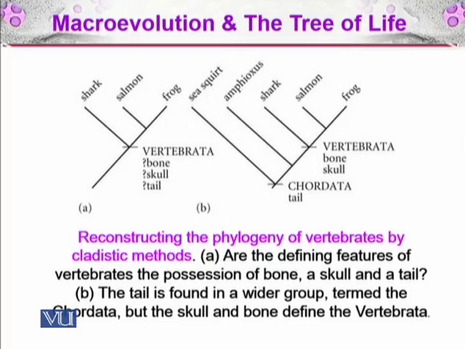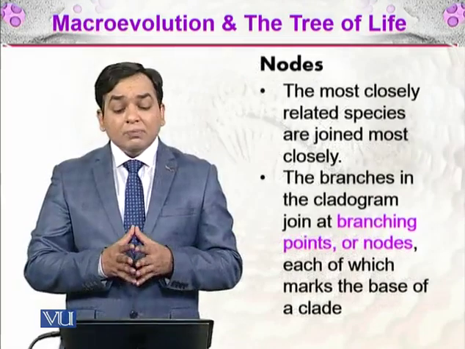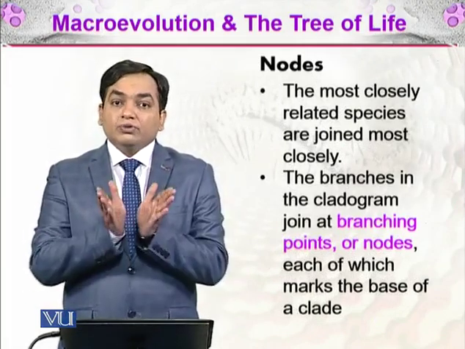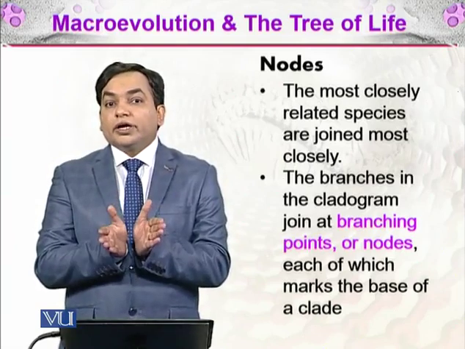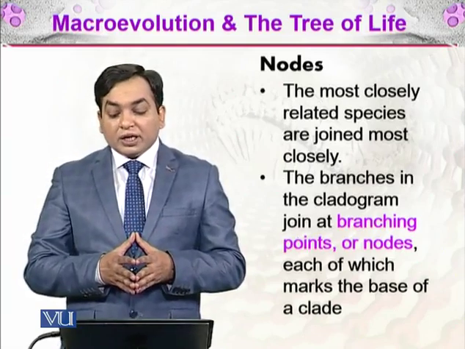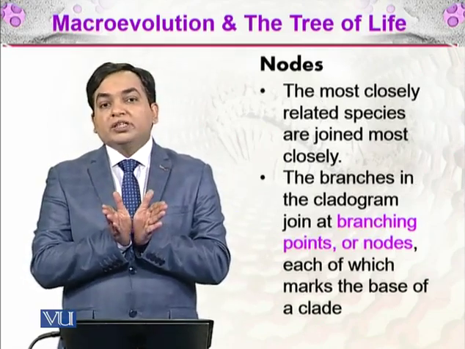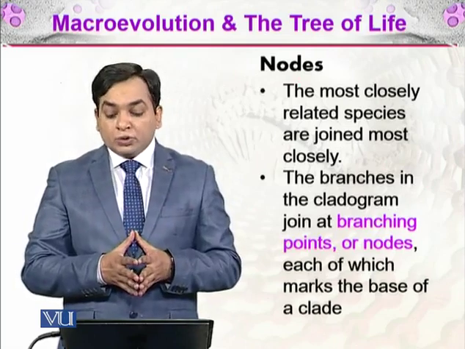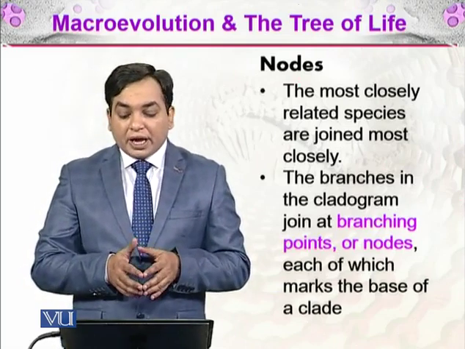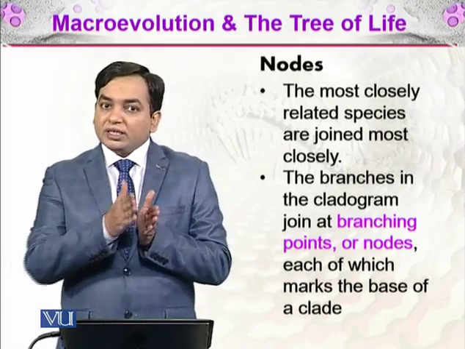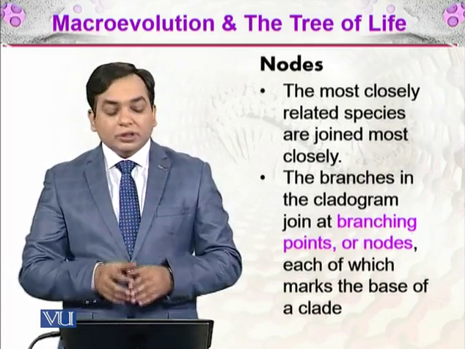So now if you see where two branches are emerging, that is called a node. The most closely related species are joined most closely. If two nodes are together, that means they are joined closely. And the branches in the cladogram joined at branching points are nodes. So where these two branches are emerging, those are called nodes or branching points. And this marks the base of a clade. So where the clade starts, that would be the base, and that is called a node.